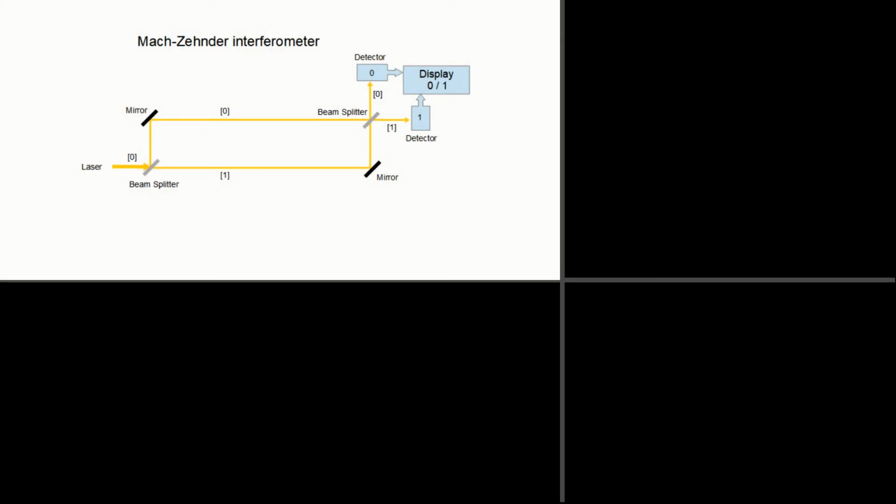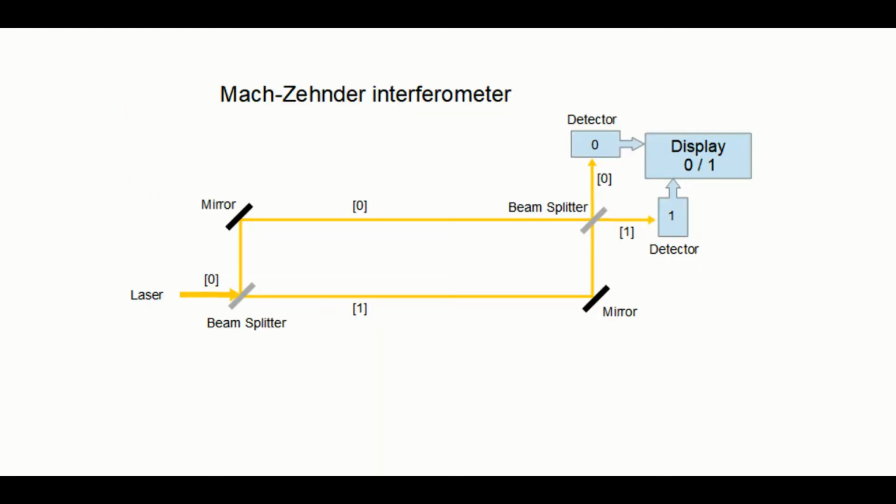Let's now finish the setup of the Mach-Zehnder interferometer by adding a second beam splitter to which both paths are directed using mirrors. Which results should we expect when measuring the exit paths of this second beam splitter? Well, a photon can pass through the first beam splitter, pass through the second beam splitter, and hit detector 0, that is, the display would show a 0.